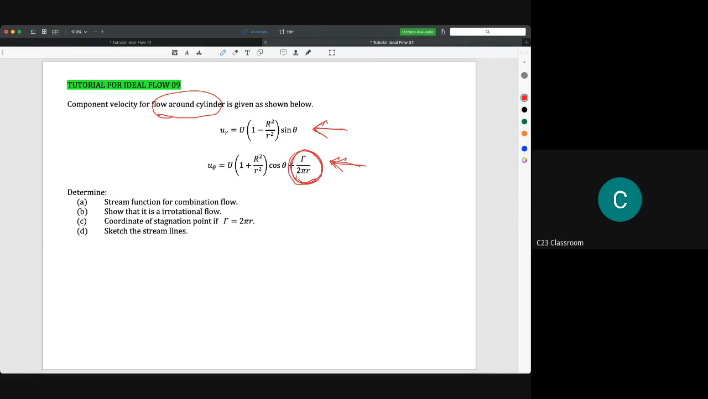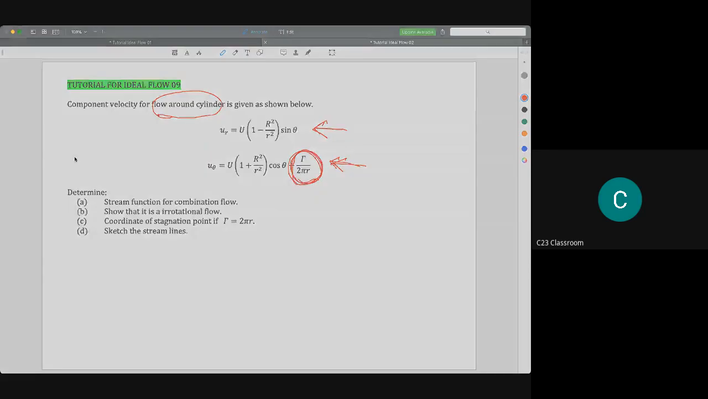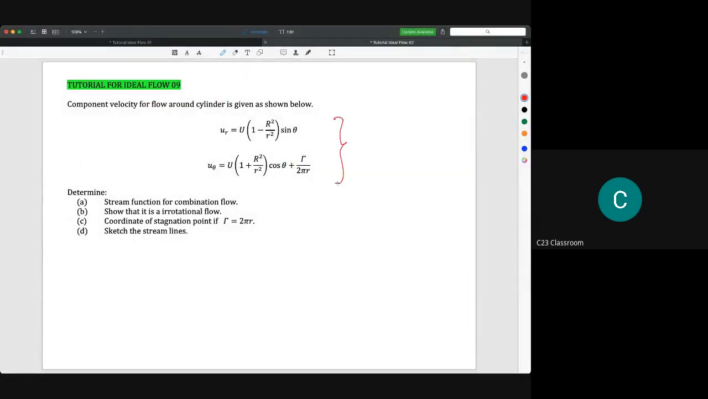So the existence of gamma here will show us that this is actually the rotating cylinder. Okay, please be careful about this. And I hope you are alert that these two velocity components are actually not the same as in the earlier tutorial. It is not simply just like this motion. Maybe it shows a different type of motion. So please do not assume that all velocity components are the same. It may be slightly different.